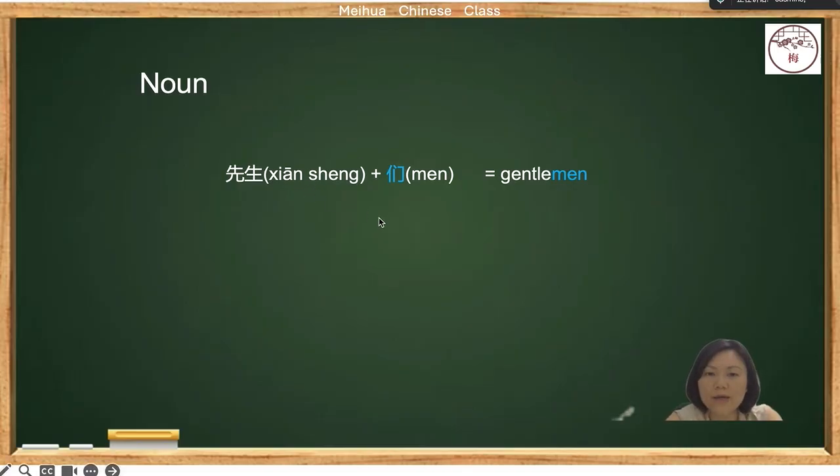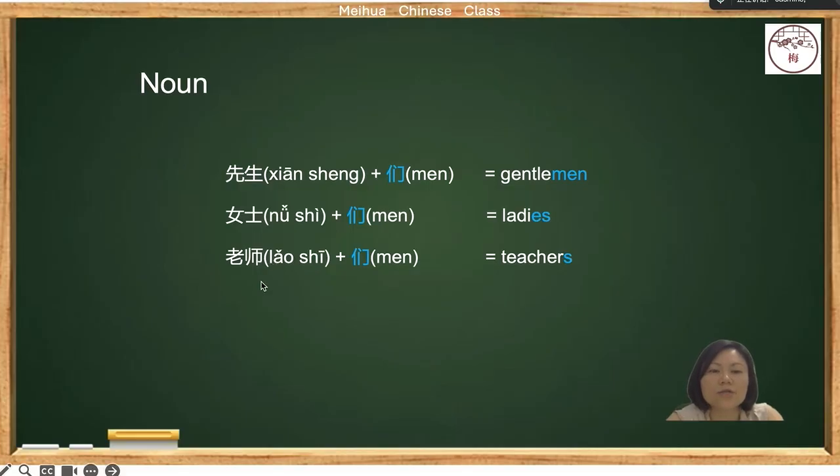How do we express the plural form in Chinese for the titles? We simply add another character, men, at the end of the title. So this is 先生, gentleman. See, there is no change in the singular form, right? We just add another character at the end. The second one, 女士, ladies. Also the same character, men, 女士们.